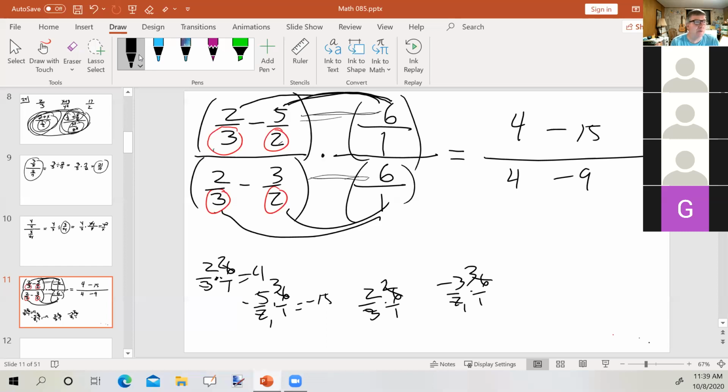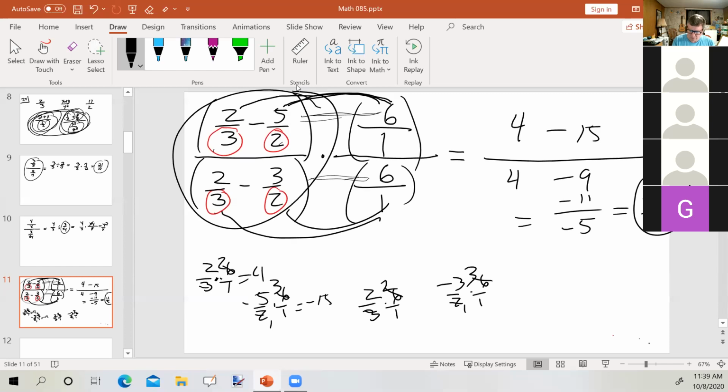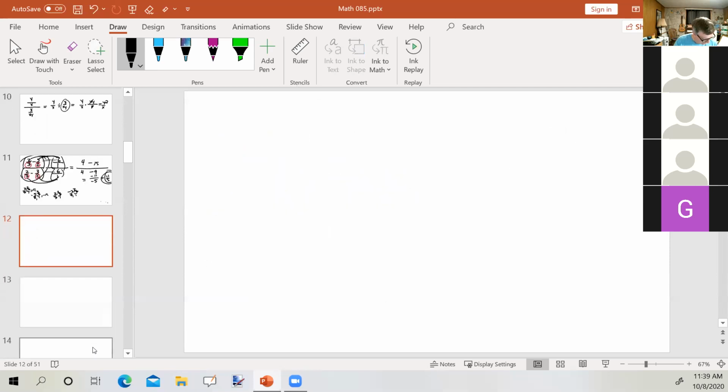So now I have a simple fraction. Let's continue. 4 minus 15 is -11. 4 minus 9 is -5. Negative over negative is positive, so I end up with 11/5, which is a simple fraction reduced down. So this whole mess turns into that not so big mess. All righty. Any questions on this one? No. All right, let's go on to another one.